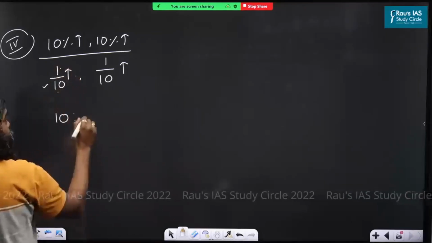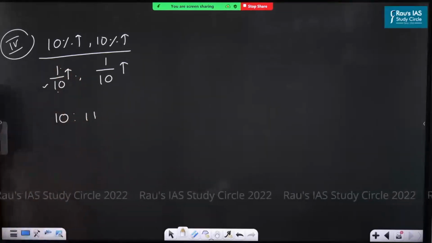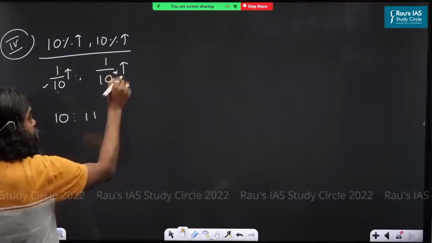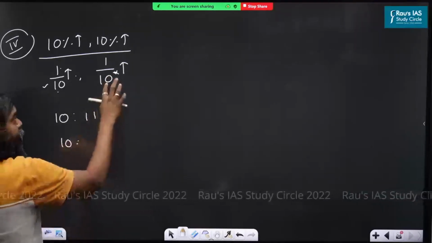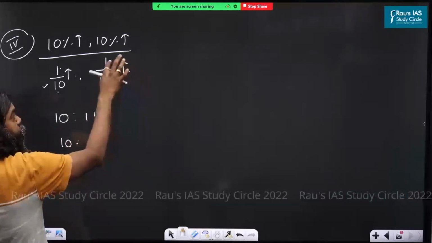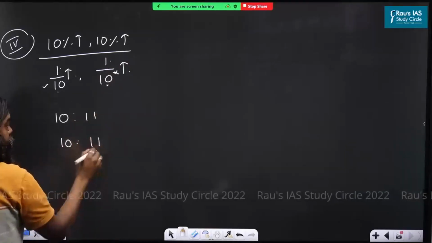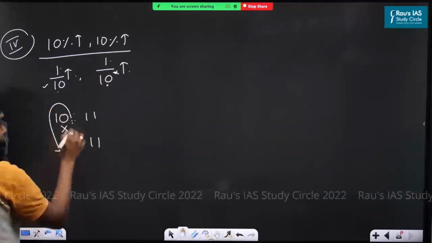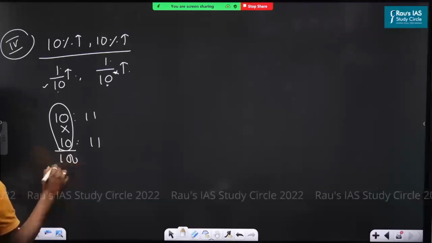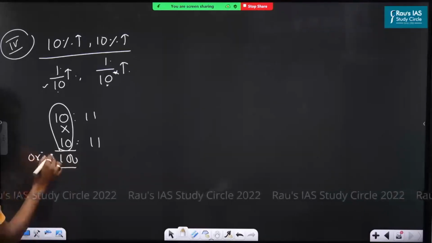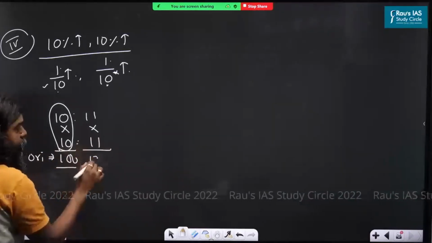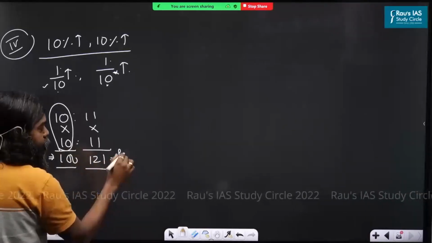Increased by 1, it becomes 11. Whatever the denominator, write as it is. What happened to the denominator? Increased by 1. That becomes 11. Multiply vertically. That is 100. That is called the original value. Multiply vertically. That is 121. That is called the final value.